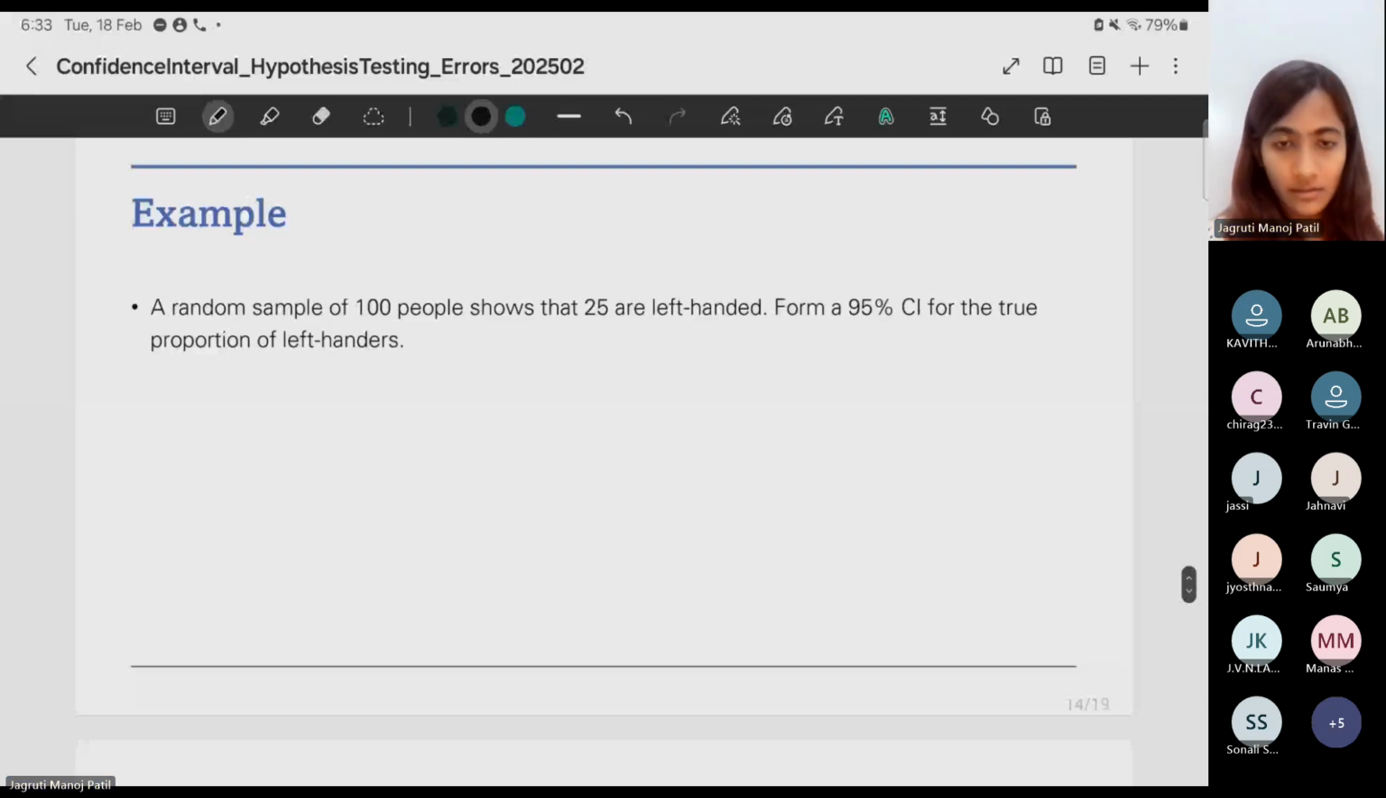Similarly, yes, Gautami, do you have something to say? Hope not.